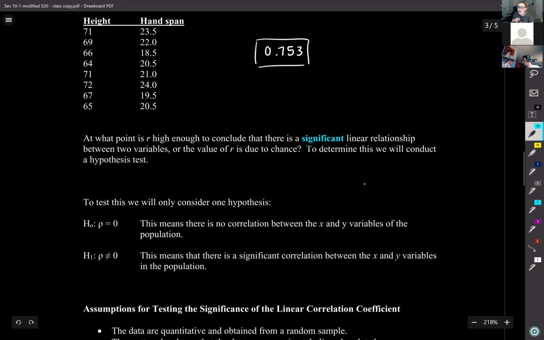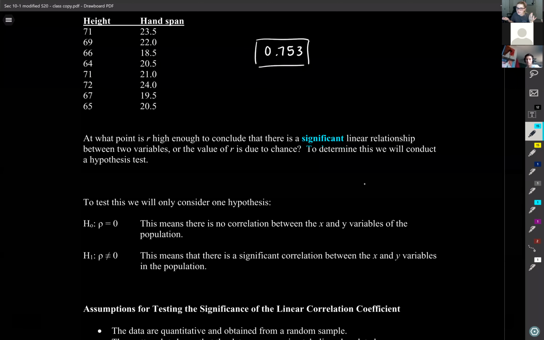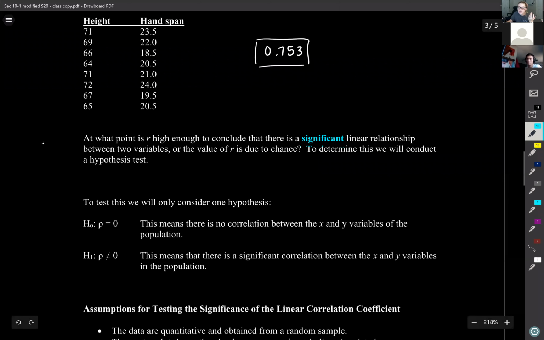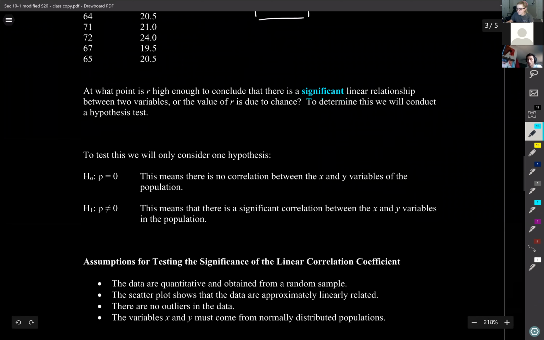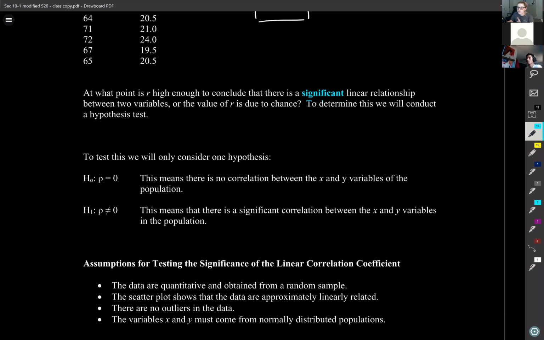So to determine how high an R value is good enough, we do have a hypothesis test that we're going to conduct. Surprise, surprise, what's new? So this is a little different. We only have to consider one hypothesis here. So when you're writing down your two hypotheses for this, it's very simple. It's always the same because we only consider one option.